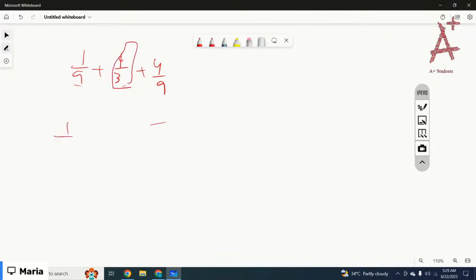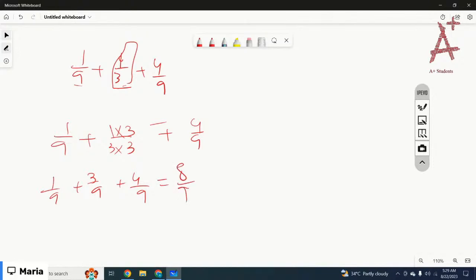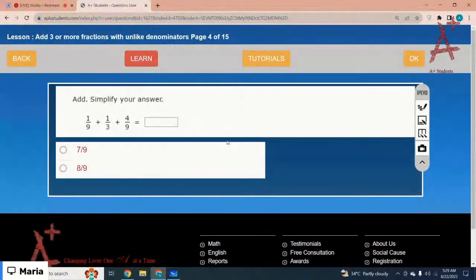So you have to multiply this fraction by 3 to be 1 by 9 plus 1 times 3 divided by 3 times 3 plus 4 over 9. 1 over 9 plus 3 times 1 is 3 over 9 plus 4 over 9. So when you add, it makes 4, 5, 6, 7 and 1, 8 over 9. So the correct option is 8 over 9.